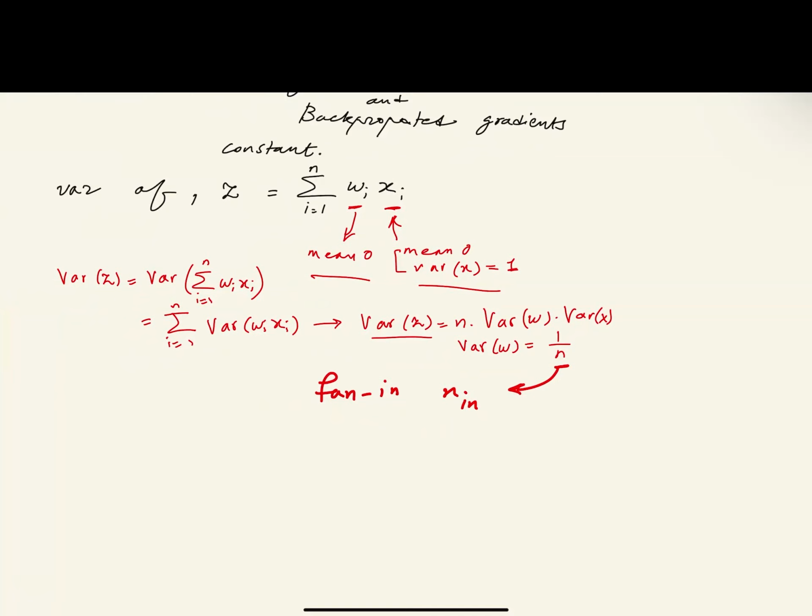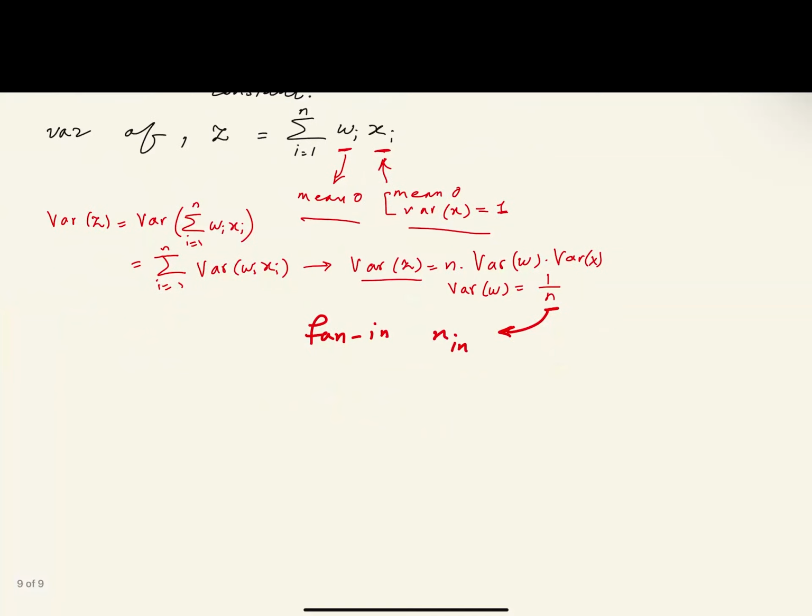So if we want to do the same thing for the backward pass, we want the variance of W to be 1 over n out, right? And like I said, for obvious reasons, we call this fan-out. So how do we make sure we satisfy these two?